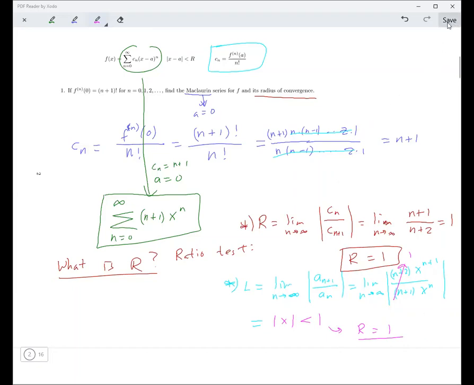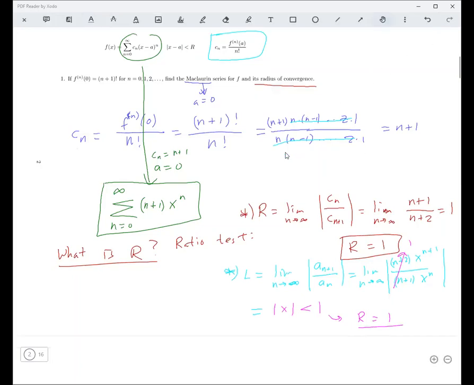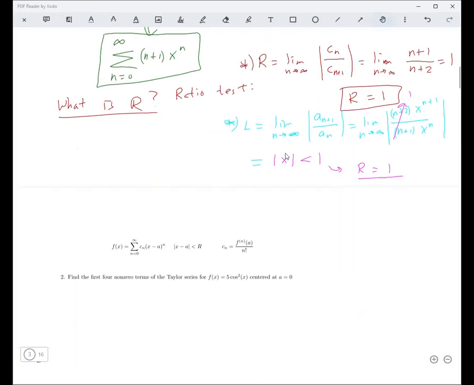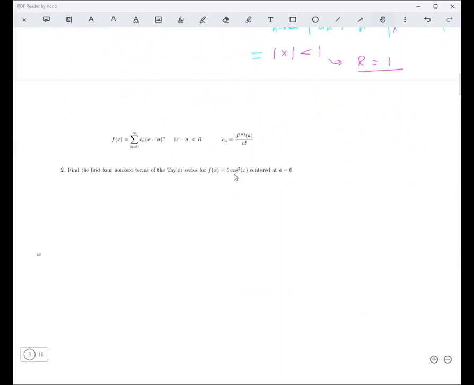Any questions on this? Nope. Great, let's go to the next exercise, number 2. And here you're supposed to find the first 4 non-zero terms of the Taylor series for f of x equals 5 cosine squared of x, centered at a equals 0.